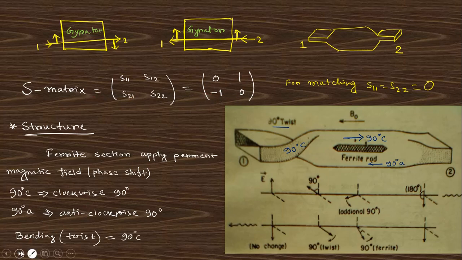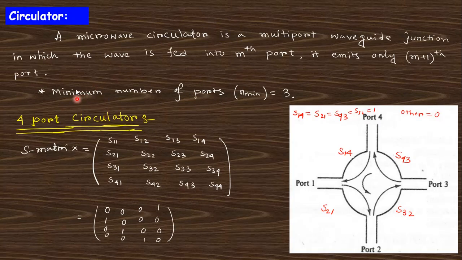Okay, go to the next one. The next non-linear component of microwave transmission is the circulator. What do you mean by circulator? A circulator is a special type of multi-port waveguide. When the wave is fed into the mth port, it emerges from the (m+1)th port. That means when we feed into port 1, it emerges from port 2. When we feed into 2, the output is 3.